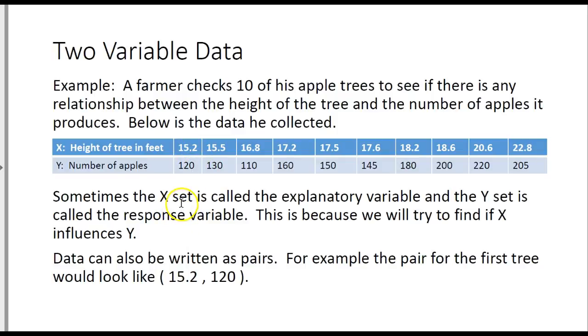So generally we'll call the first set X, which is an explanatory variable, and the second set of data Y, the response variable, since we're trying to see if there is a correlation, if the height actually affects the number of apples. And sometimes, especially for graphing, as we're going to get into, we could look at each tree as a point. So if you're familiar with XY graphs, that's how you can relate this data.